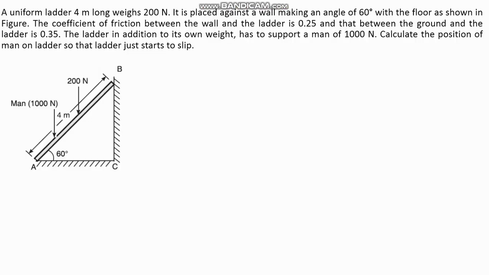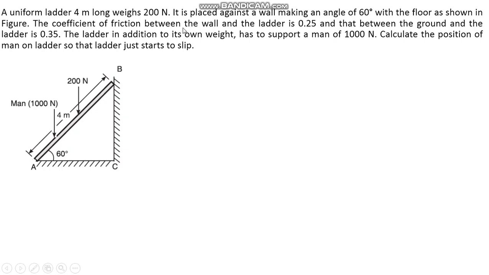Hello students, today we will take one more problem on ladder friction. The same problem, the values are same, but I am asking you to calculate different aspects. In this problem, a ladder of 4 meter long weighs 200 Newton. It is placed against a wall making an angle of 60 degrees with the floor, as shown in the figure.